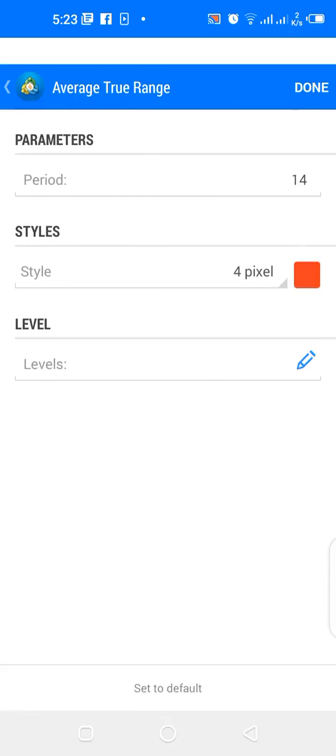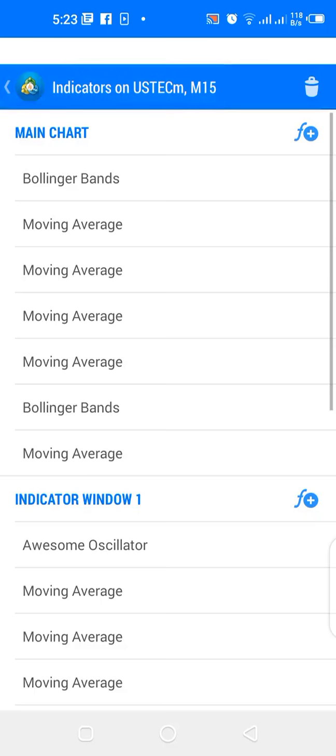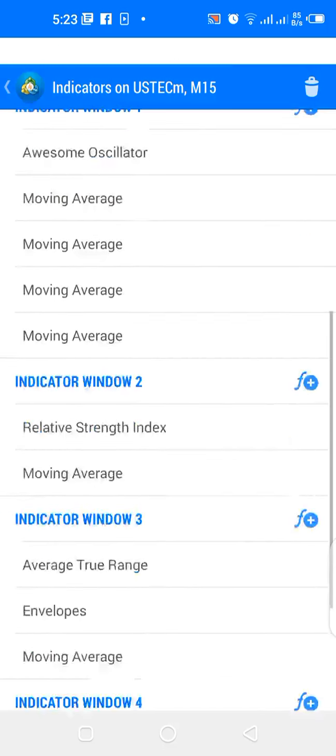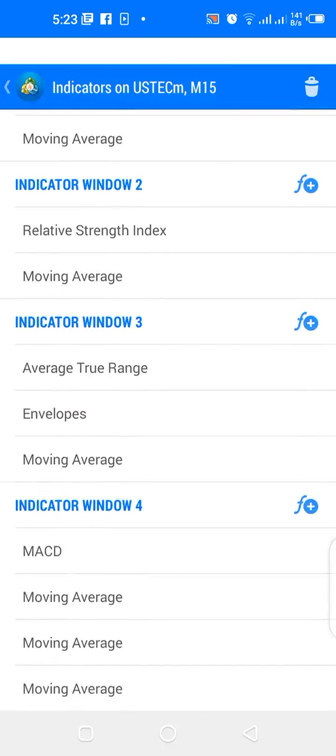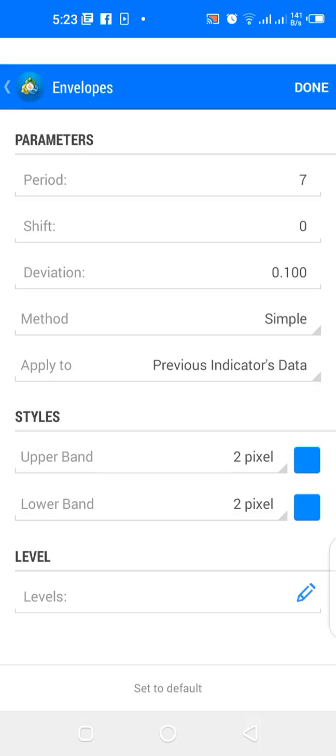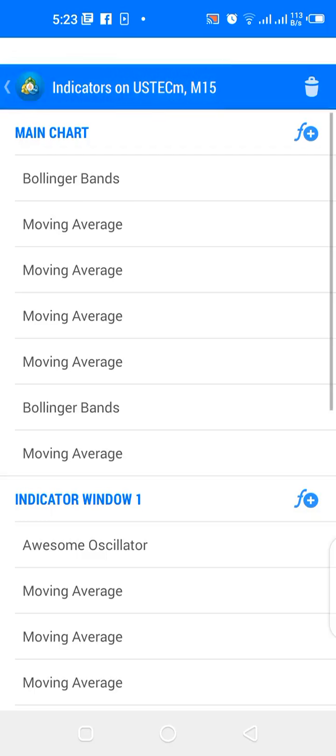Okay, we have average true range. The period is 14. The style color is red. We have envelopes. Period is 7. The shift is 0. Deviation is 0.100. Method is simple. Apply to previous indicators data. And the color of the upper band and the lower band is blue.